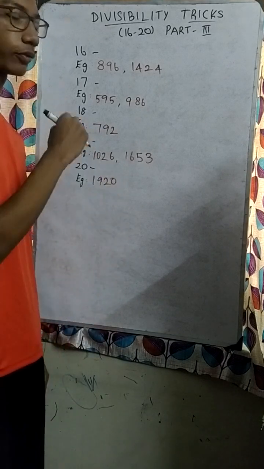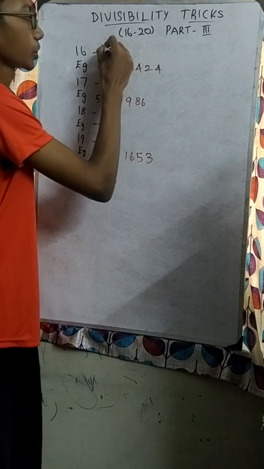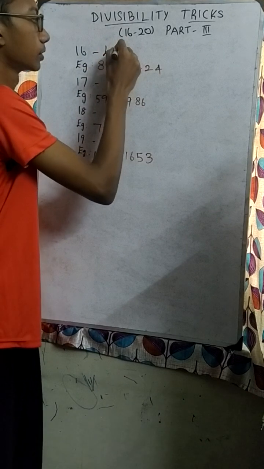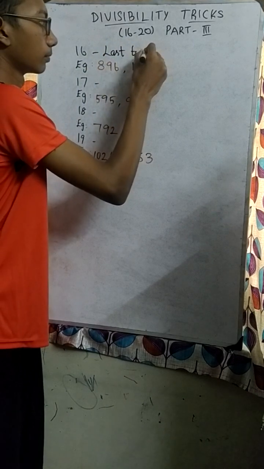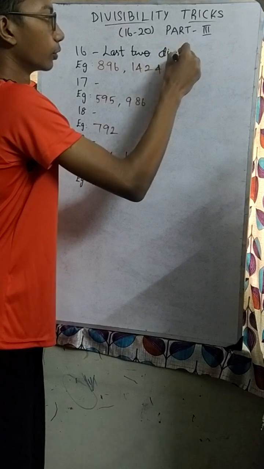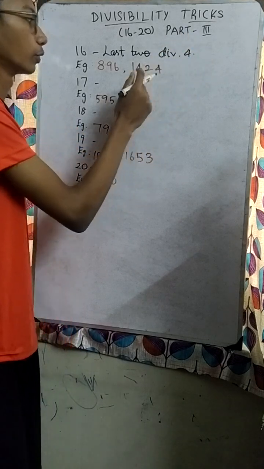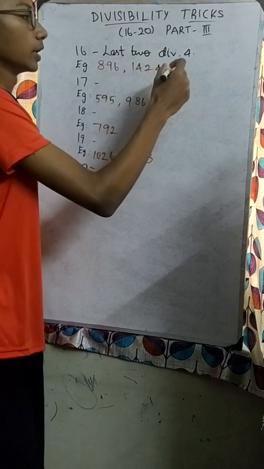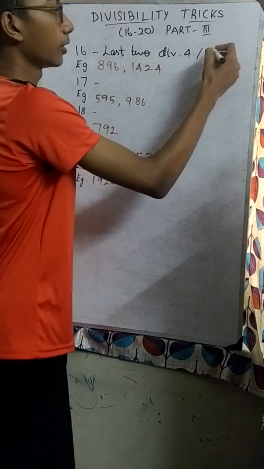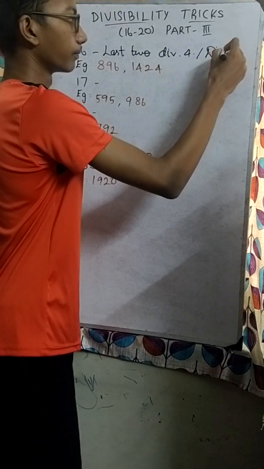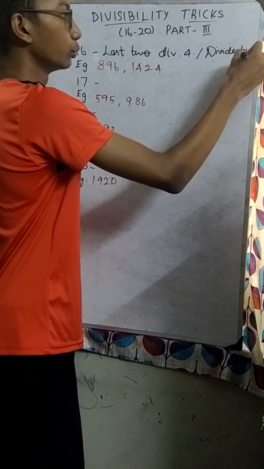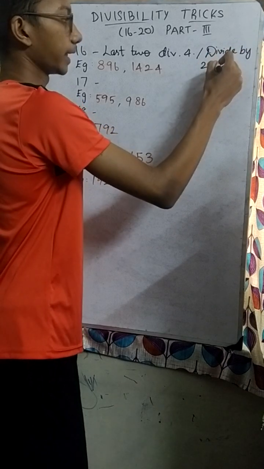The divisibility trick for 16 is make sure the last two digits are divisible by 4. So we need to apply the divisibility trick for 4 for the last two digits. Then if that works, then we have to divide the number by 2 for 3 times.